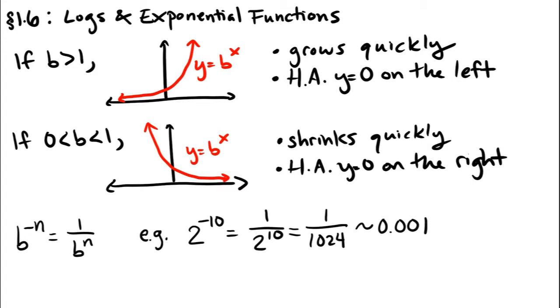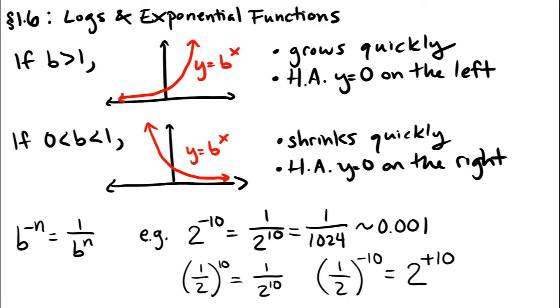What about when b is a half? Well, when we raise 1/2 to the 10th power, that's the same as 1 over 2 to the 10. And when we raise 1/2 to the negative 10, that's the same as 2 to the plus 10. Actually, the graphs y equals 2 to the x and y equals 1/2 to the x are mirror images of one another because of this log rule.